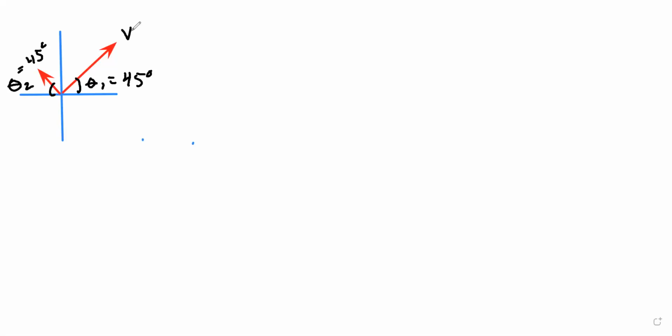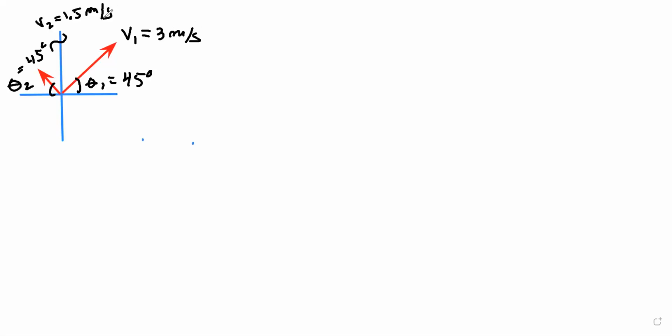This vector, let's call it vector 1. It's going to be 3 meters per second. It's going to be a velocity. And this vector, which is going to be v2, is going to be 1.5 meters per second.